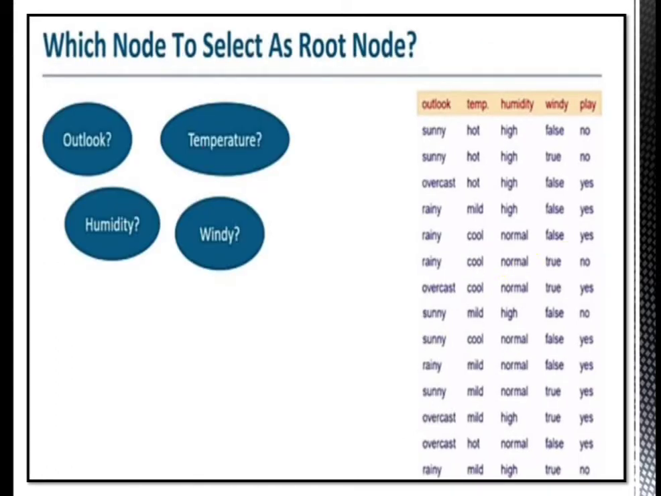Here we can see the question of which node to select as the root node: among all 4 attributes, should we take outlook as the root node, or temperature, or humidity, or windy?